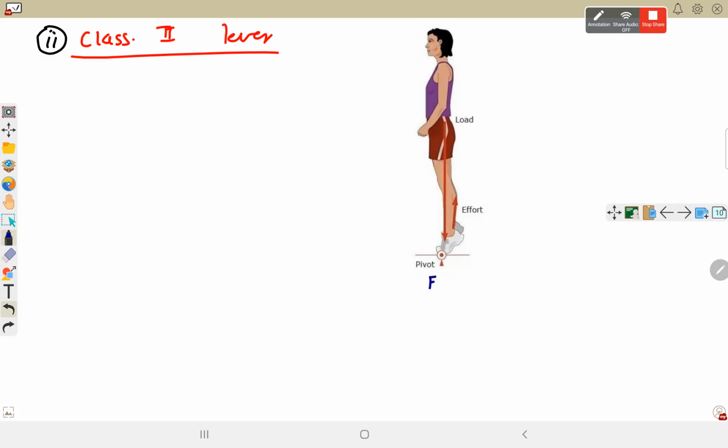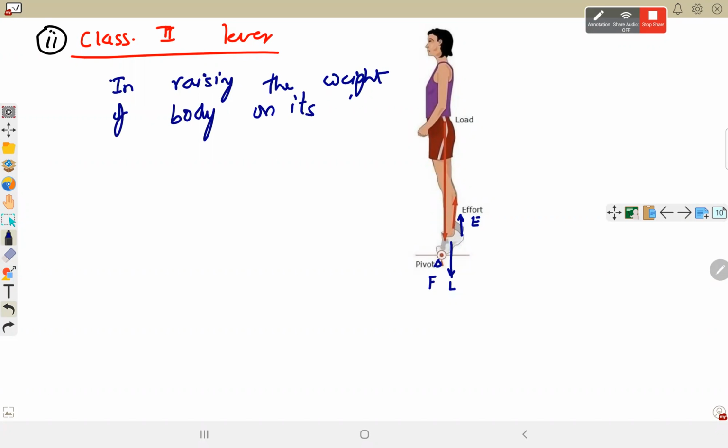Load क्या है? अपना जो weight उठा रहे हैं. This weight which is acting at the central point is load, and the effort is applied by these muscles. So now load lies between the effort and fulcrum. So this is in lifting the weight or raising the weight of a body on its toes. This is an example of class 2 lever.